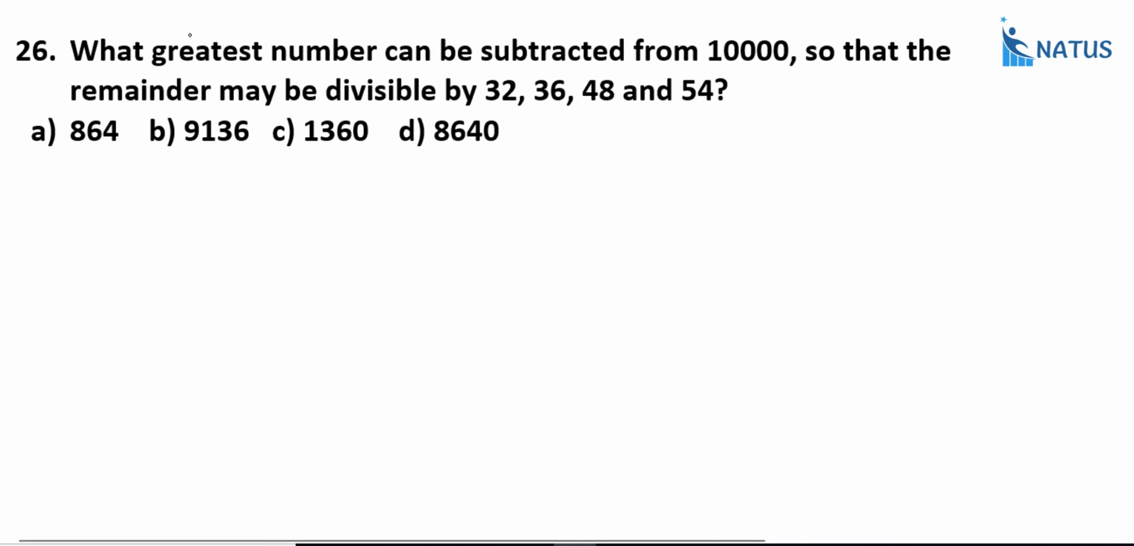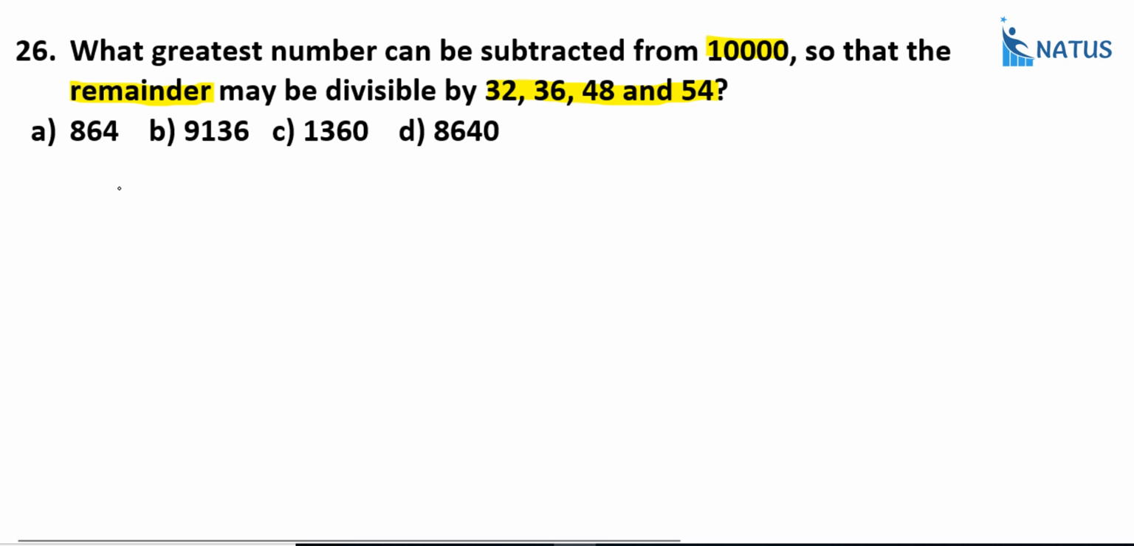Next example. What greatest number can be subtracted from 10,000 so that the remainder may be divisible by 32, 36, 48, and 54? See, this is very important: the remainder may be divisible by 32, 36, 48, and 54, so that number must be a multiple of these numbers, right?